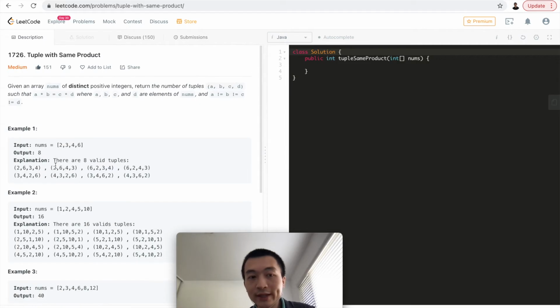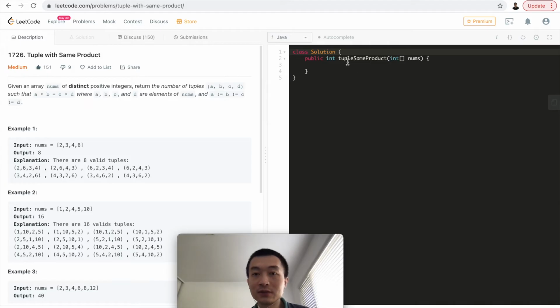The observation is that since all numbers in this given array are distinct positive integers, we can find all of the distinct products, and then we can use a hash map. The key of the hash map is going to be the distinct product. Then for the value of the hash map, we can store the frequency, to see how many pairs could form this product. And if the frequency of this particular product is more than 1, that means there are at least 2 pairs, right? And then we can find all of the permutations.